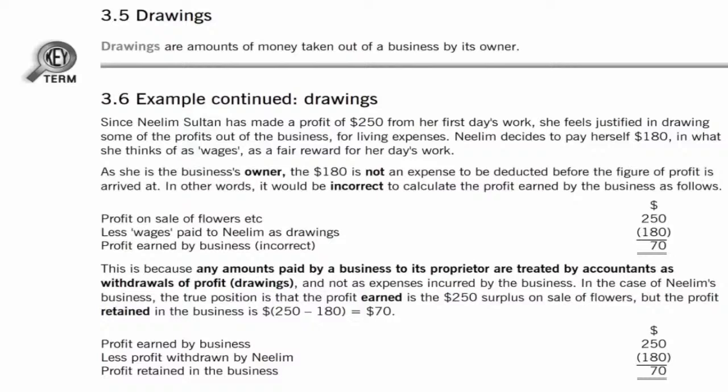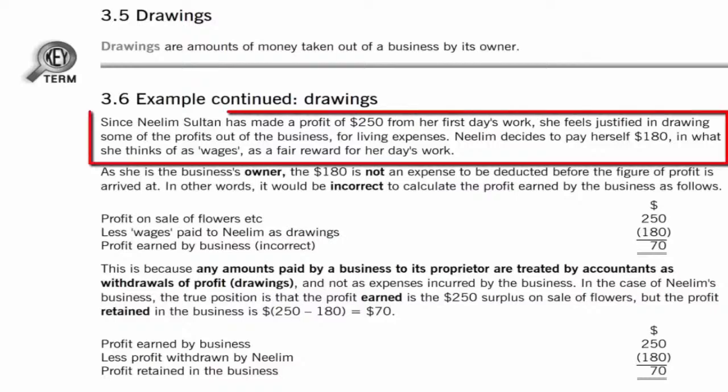What are drawings? In accounting, drawings are amounts of money that an owner takes out of the business for personal use. This isn't considered a business expense, but rather a reduction in the owner's equity in the business. Drawings reduce the business's cash or other assets, and as a result, they also reduce the total capital or net assets of the business. Step 1. Neelam Sultan decides to make a withdrawal. Let's look at what happened.